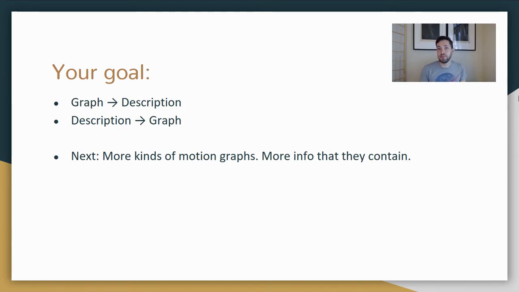The next time we talk, we will look at some more kinds of motion graphs, not just position time graphs, distance time graphs, but also velocity time graphs, acceleration time graphs, and how there's also some information in there that we're going to be able to unlock.